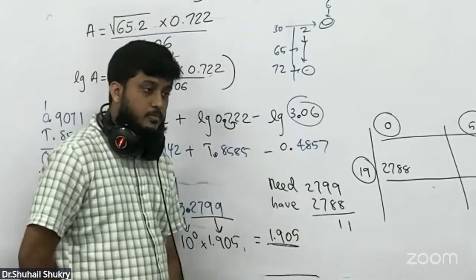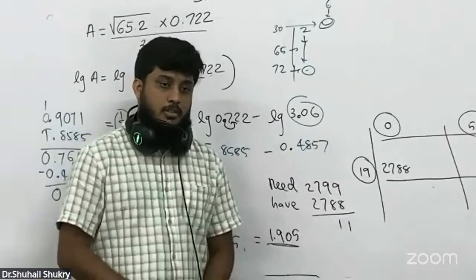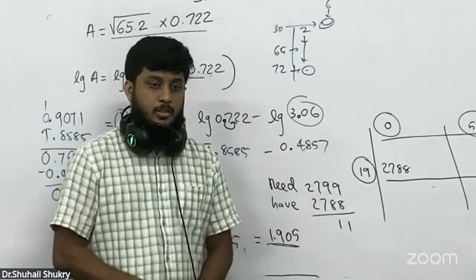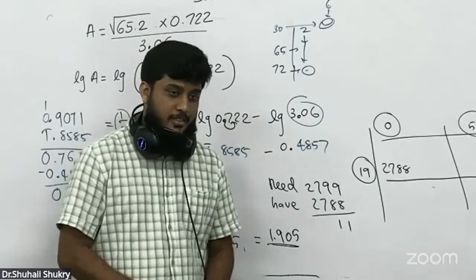There is a beautiful rhyme for rounding off. See your next door: 5 or more, add one more; 4 or less, just ignore.